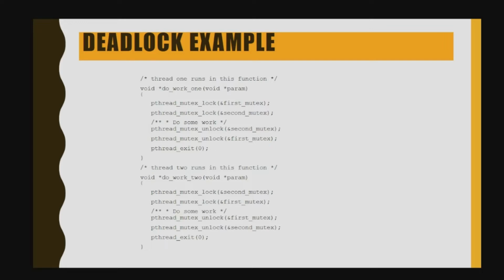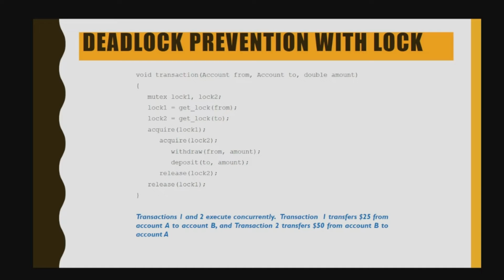For deadlock prevention, these are the procedures. We have do_work_1, and we use pthread mutex locks. These are the codes that we can apply for deadlock prevention. With deadlock prevention using locks, the locking function is used to ensure that one process can be done before another process can be done. So we need to lock that process.